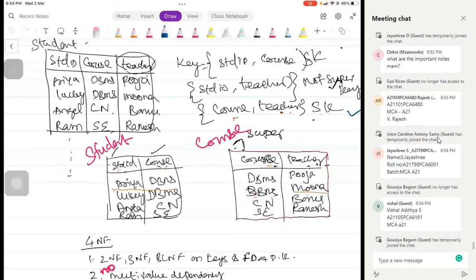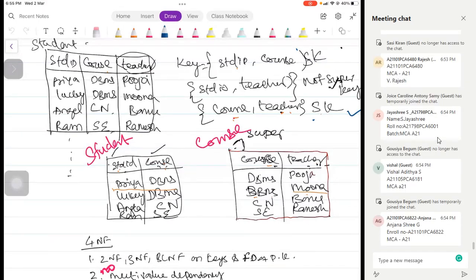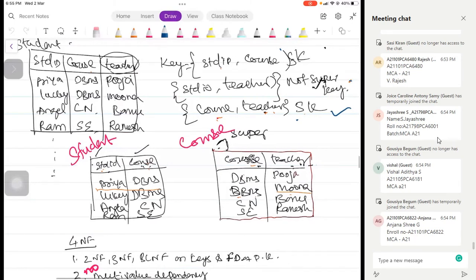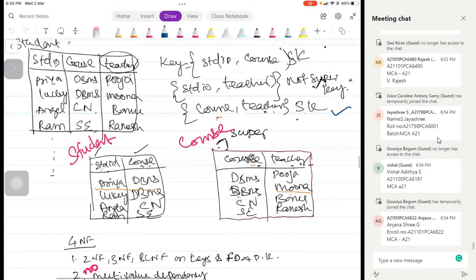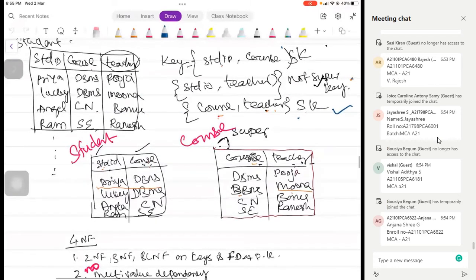See, for example, student ID, course, and teacher. Okay, student ID, course, teacher. Here, Priya, DBMS, Pooja; Lucky, DBMS, Mona; Angel, Computer Network, Banu; Ram, Software Engineering, Ramesh. Okay, here, the key is student ID as well as course. It is a super key. The course and student ID. Student ID and teacher is not a super key.